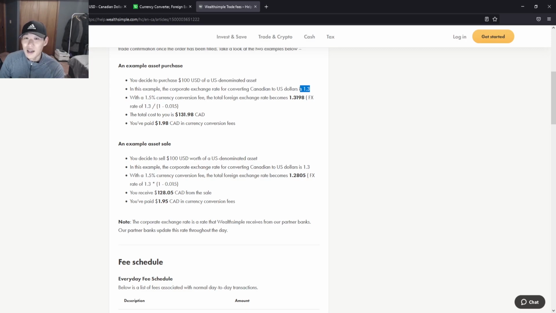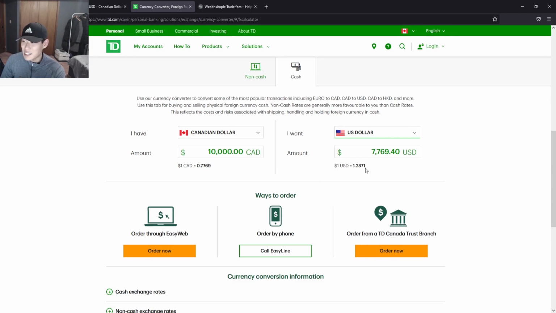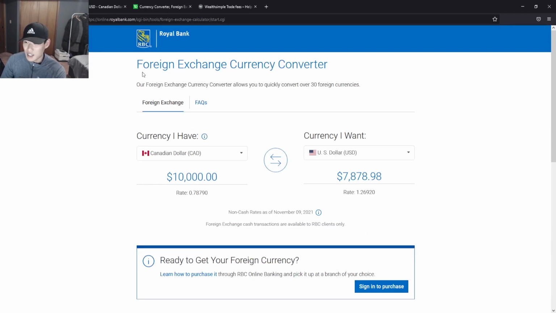And how do I know this? Because if you go to Royal Bank of Canada, you look at this, $10,000 Canadian converted to the US is $7,878 and the rate is 1.26. You are going to pay the exchange rate of 1.26. Every bank is different. Every institute is different. Every financial institution is different. Regardless if it's Wealthsimple Trade, if you do direct investing with Royal Bank, TD of Canada, look at this, cash, same thing, 1.2871 here, 1.269 here. Is there really that big of a difference?